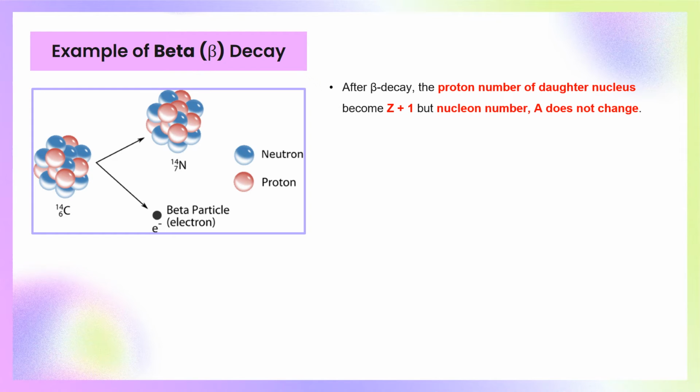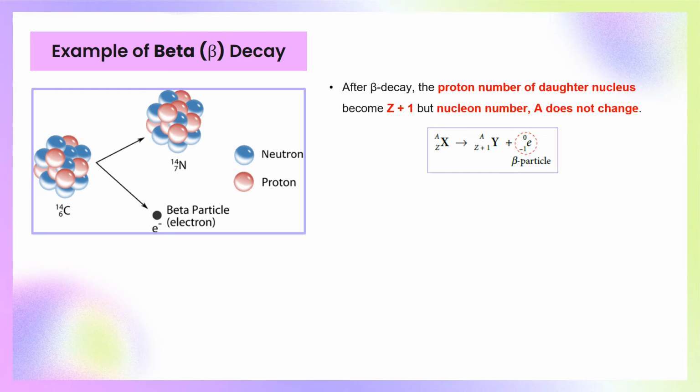This is an example of beta decay, where carbon-14 undergoes the decay process to produce nitrogen-14 and also the beta particle. After beta decay, the proton number of the daughter nucleus becomes Z plus 1, but the nucleon number A does not change. Let's look at this general equation for beta decay.